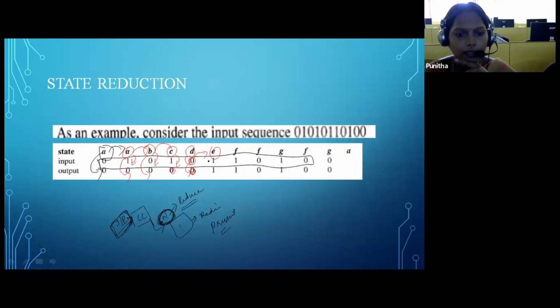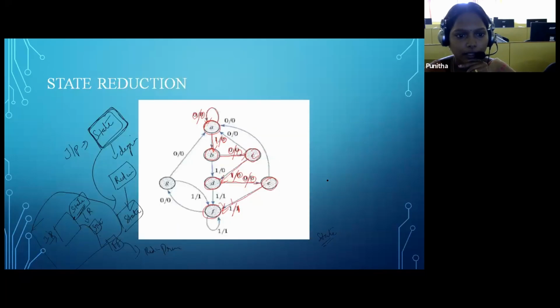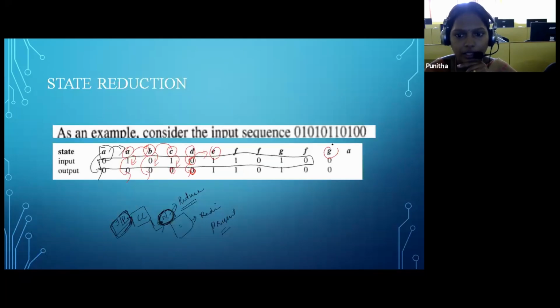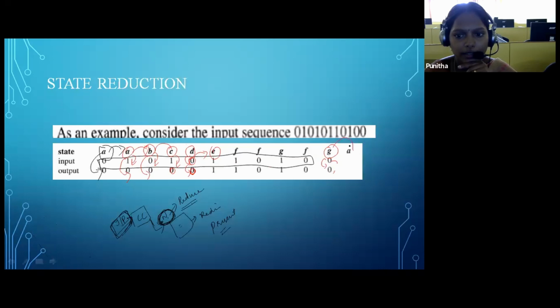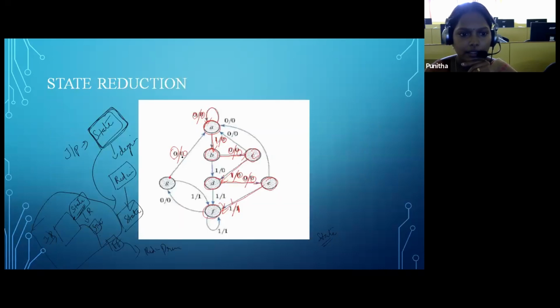Likewise, we have to proceed through all of these. At last we'll look at G. In G I'm applying the input 0 and the output will be 0, and then it reaches the next state A. This is the state circuit representation.